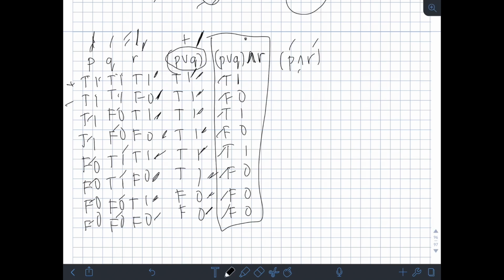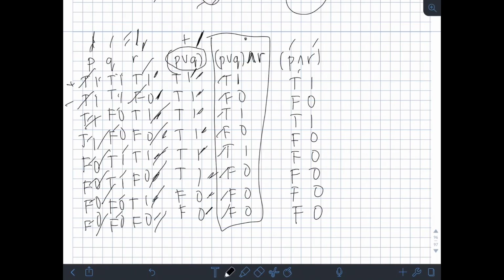So, 1 times 1 is true or 1, right? 1 times 0 is false, 0 or false, right? 1 times 1 is 1 or true. 1 times 0 is 0 or false. Next, 0 times 1 is 0 or false. 0 times 0 is 0 or false. 0 times 1 is 0 or false. Then, 0 times 0 is 0 or false. Okay, so ito yung naging values natin for P and R.